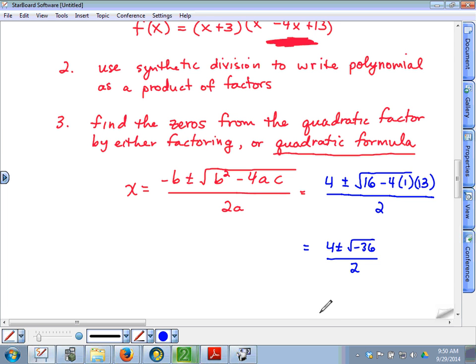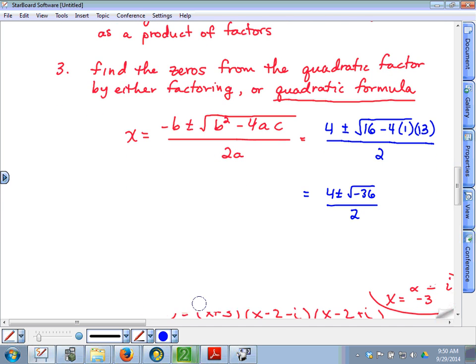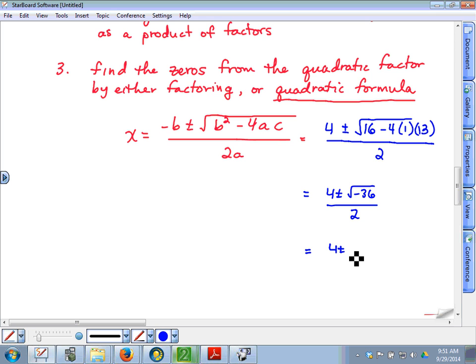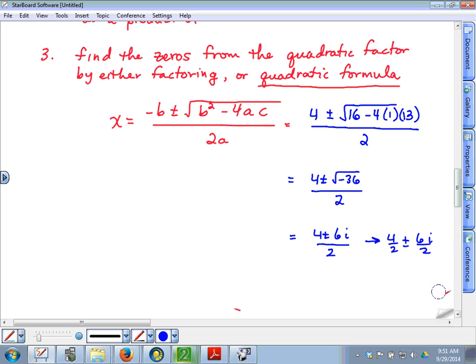What is the square root of negative 36? 6i, yeah? So now we have 4 plus or minus 6i all over 2. I'm going to separate this. Instead of one big giant looking nasty fraction, I'm going to separate this into 4 over 2 plus or minus 6i over 2. What is 4 over 2? 2 plus or minus 3i. And there you go. Those are the other 2 zeros.